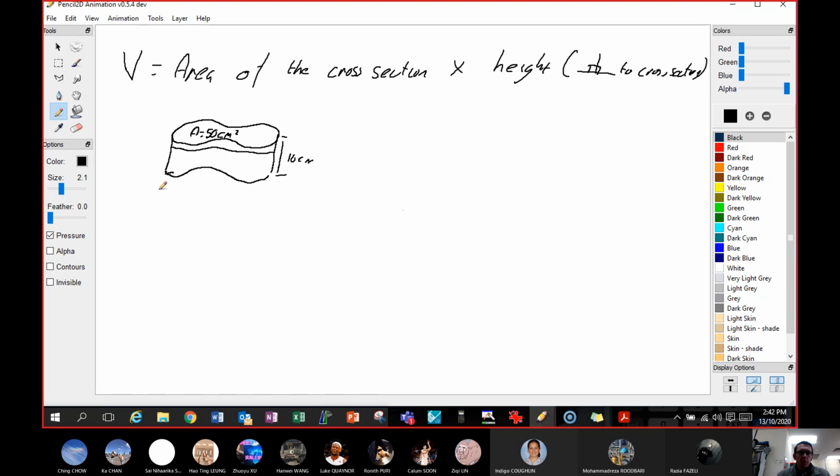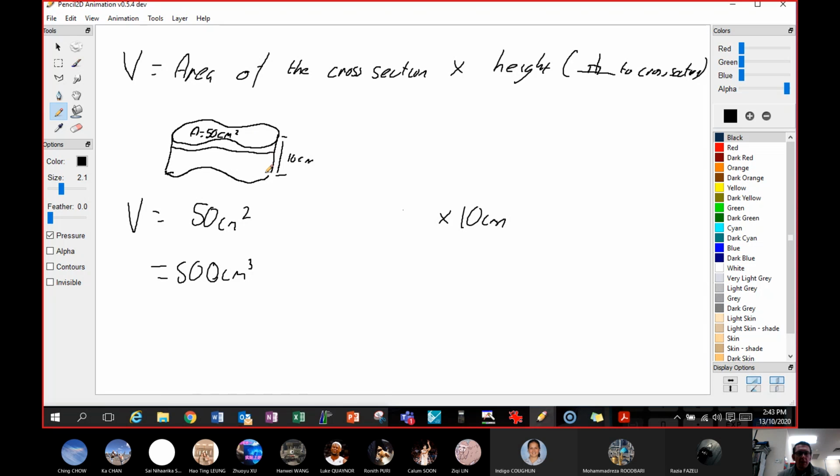So what we can actually do is the volume equals the area of the cross section, which is 50 centimeters squared, by the length that's perpendicular to the area. So it has to be at a right angle. It has to be perpendicular, times 10 centimeters. And that equals 500 cubic centimeters, because what you're really trying to do is figure out how much volume there is.